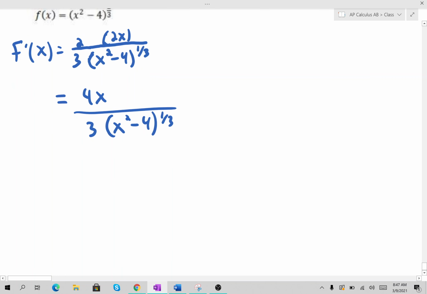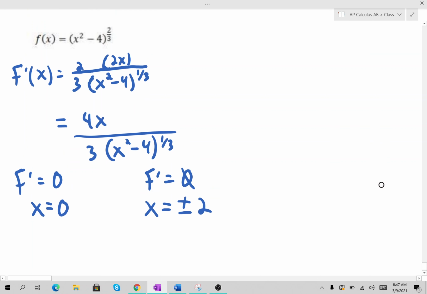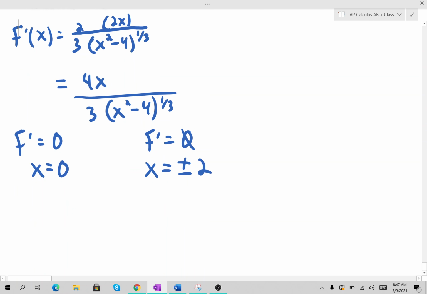Cool. So we get that f prime is 0 when x is 0. And we get that f prime is undefined when x is plus or minus 2. Cool. Now those are all critical values because all three of those, 0, 2, and negative 2, make this function defined. All right. And when we make our number line, we put negative 2, we put 0, we put 2.